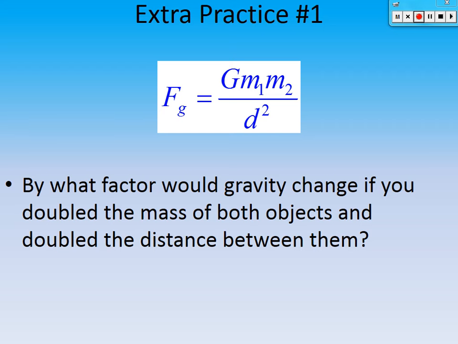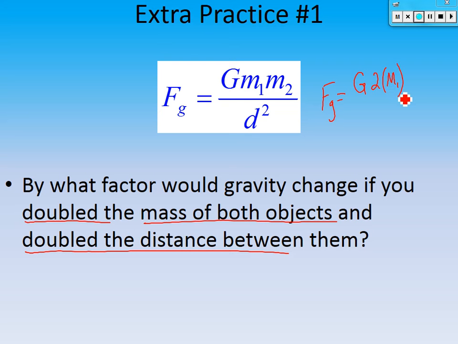It says, by what factor would the gravity change if you doubled the mass of both objects and doubled the distance between them? So we're doubling the mass of both of the objects, but we're also doubling the distance between them. Let's use this formula again. Force of gravity is equal, G is not changing, but now we're taking twice the mass of m1, and we're going to double the mass of m2 as well.